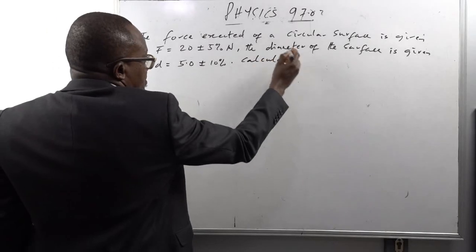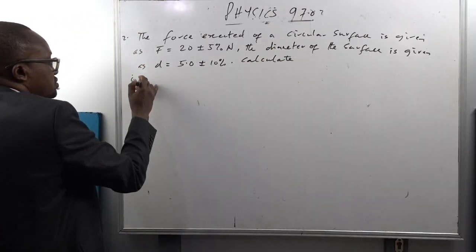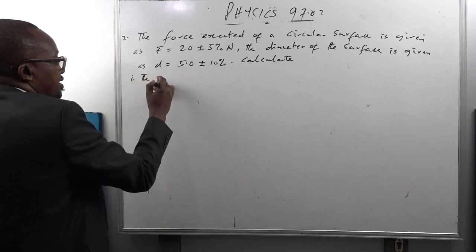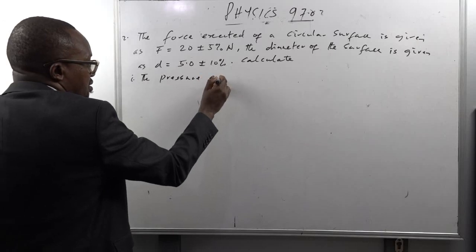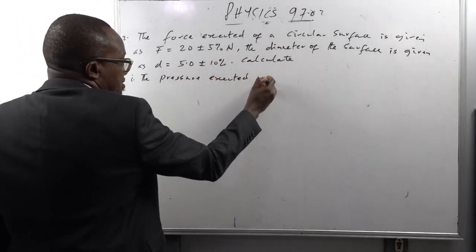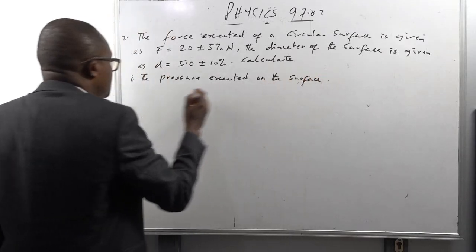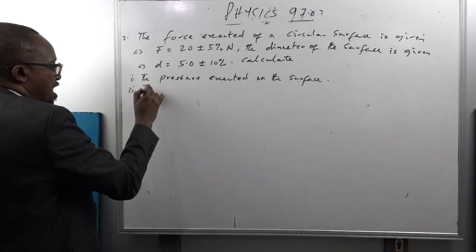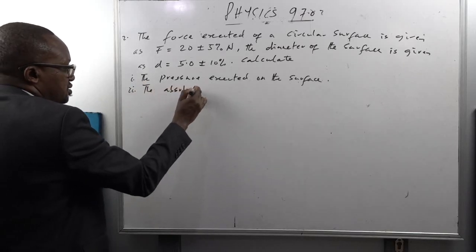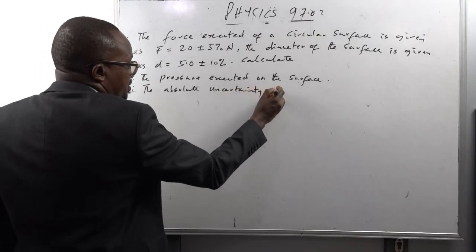Calculate 1. The pressure exerted on the surface. Then II, the absolute uncertainty of the pressure.